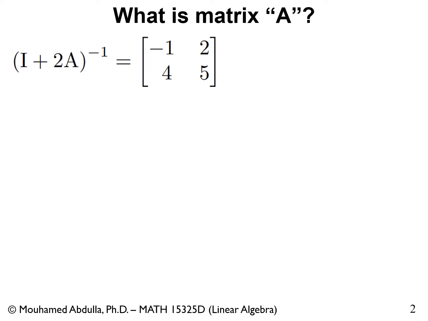Okay, so let's work the details of this problem. So this is what we could do. As a first step, maybe we could give an identifier to this matrix. Let's call it matrix B. So now I could work with variables of matrices. So I have the identity matrix. I add it to 2A. A is a matrix. The entire thing will be a matrix. We take its inverse, and it's equal to the B matrix.